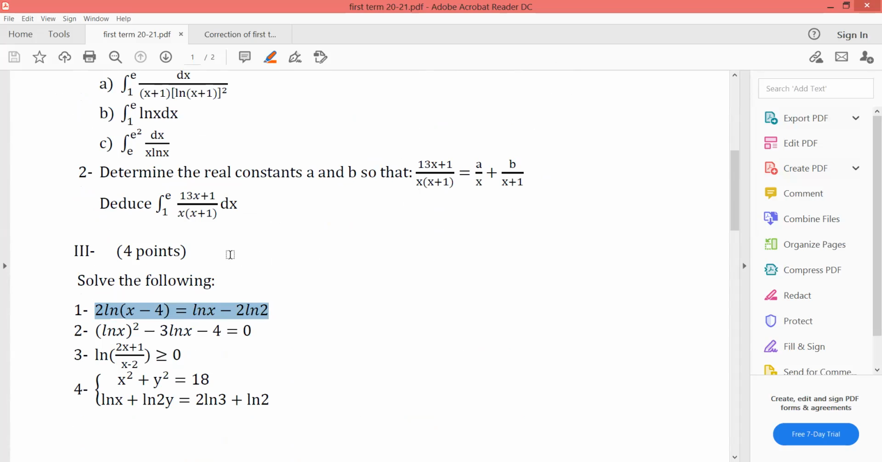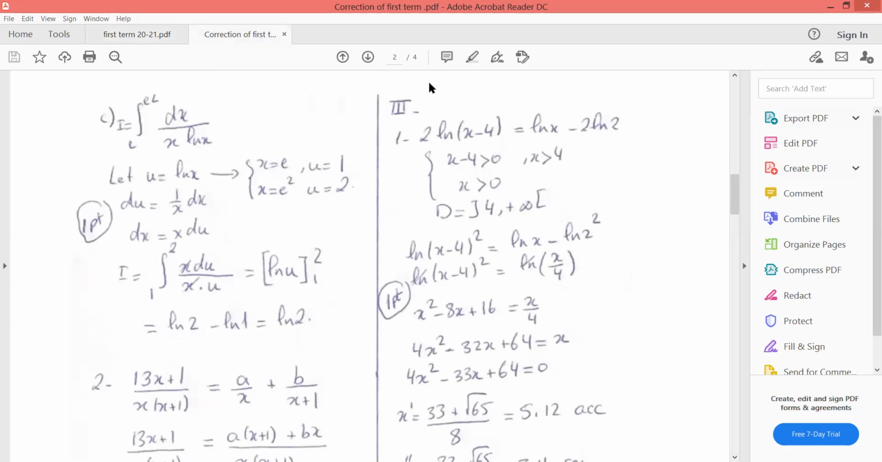Before starting to solve a ln equation, we have to determine its domain of definition. Everything inside ln should be positive, so x minus 4 should be positive, and x greater than 4. x also positive. So x positive and x greater than 4 both give the domain from 4 to plus infinity.